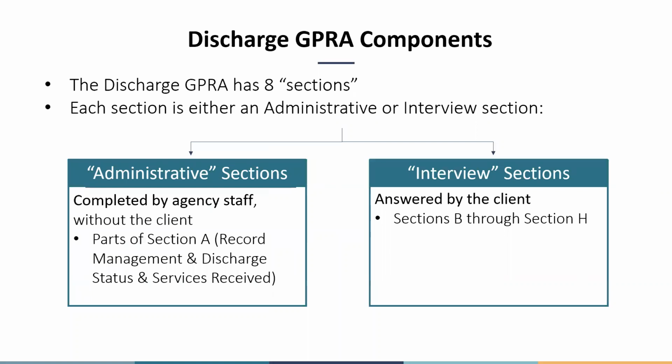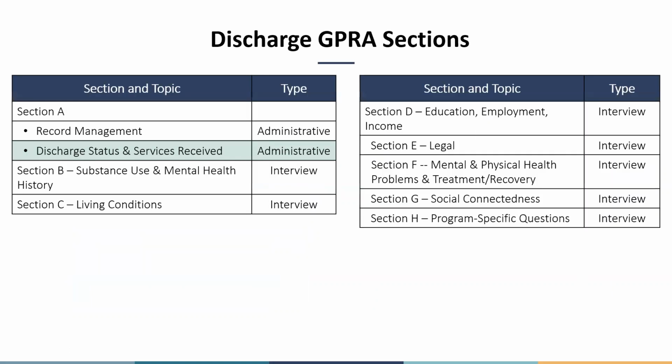So the discharge survey, just like the follow-up, has those same letters, A through H. It's just like the process for follow-up, where the interview sections require the client to be present. They provide the answers, and then the latter parts, section B through H, are all interview questions. And here's a parallel graphic that shows you the discharge sections and whether it's administrative or interview. It's almost the same as the follow-up, except the one difference is a section called discharge status and services received.